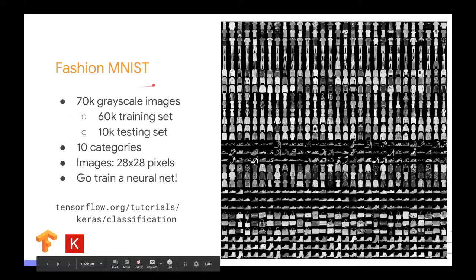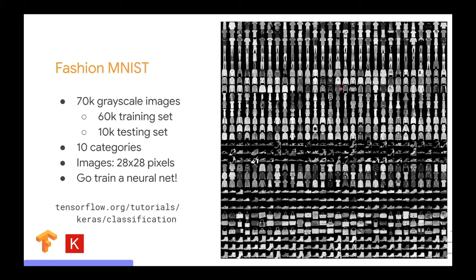But this is a well-known data set, and it's basically got 70,000 black and white grayscale images, 28 by 28 pixels each. So there's a total of 70K, 60,000 are used to do the training, 10,000 are used to validate the model. And there are 10 categories of clothing, so different types of shoes, different types of tops, different types of bottoms. And you can just go line by line into this and learn how to use TensorFlow and do the training.